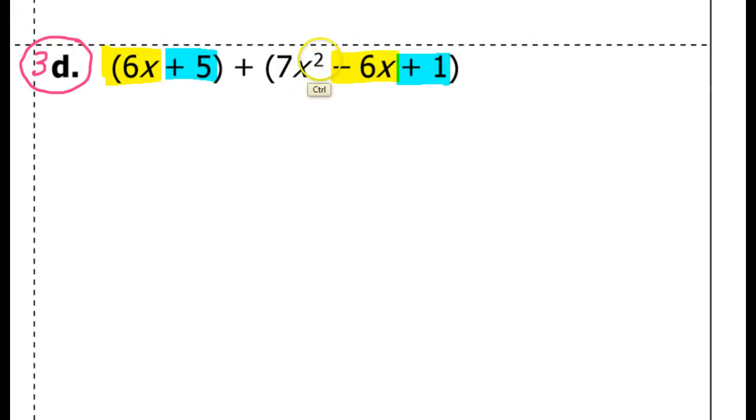Okay, the highest exponent is squared, and it has no like term, so I'm just going to bring down that 7x squared. Now, 6x and negative 6x, that's 0x. In other words, they cancel each other out, and I write nothing. Meanwhile, 5 and 1 make 6. So that's the answer to 3D.